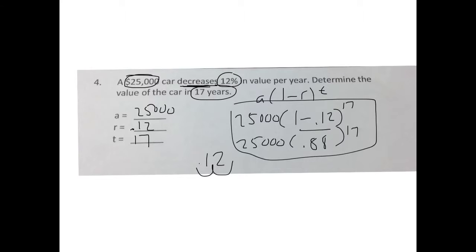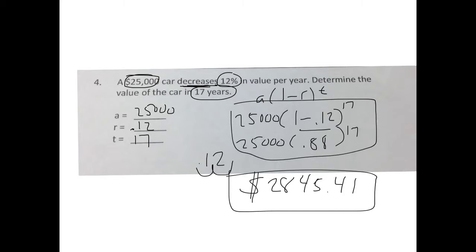Since I have a calculator in my hand, I'm going to go ahead and evaluate it. 1 minus 0.12 to the 17th. Again, this is money because it's the value of a car. So it's $2,845.41. All right, now we're going to get into some review questions.